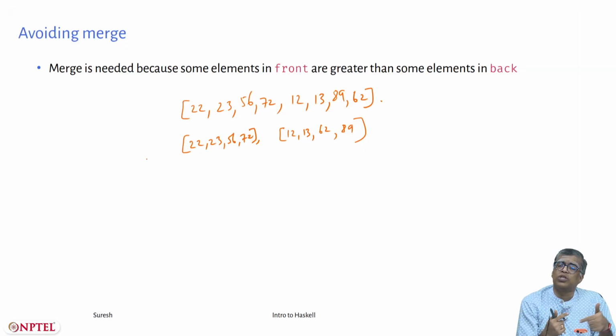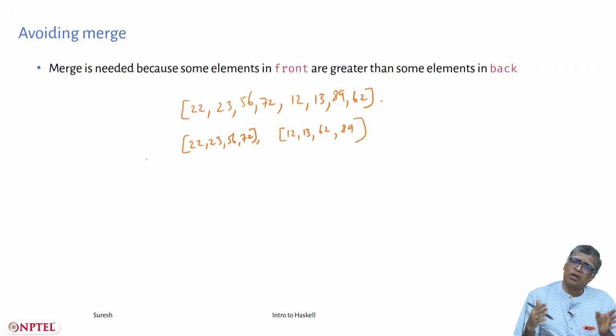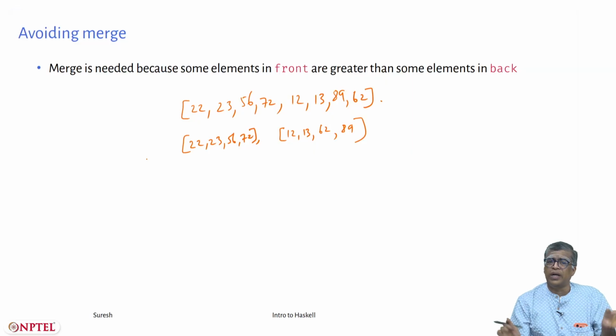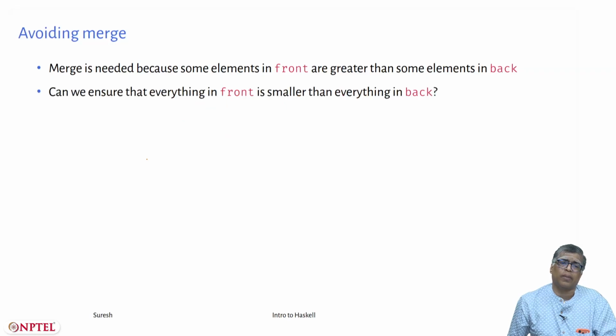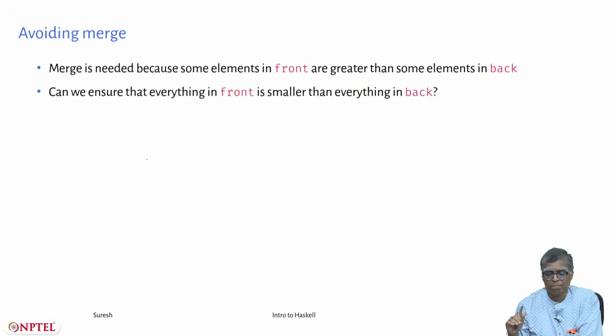So I have to actually do this merge procedure, and the reason I need to do it is because some elements in front are greater than some elements in the back. But suppose I managed to create two sublists such that everything in front is less than everything in the back, and now if I recursively sort, all I need to do is not a complicated merge but just a plus plus. Okay, and that is the idea in the next sort. Can we ensure that everything in front is smaller than everything in back? So the front portion and the back portion.